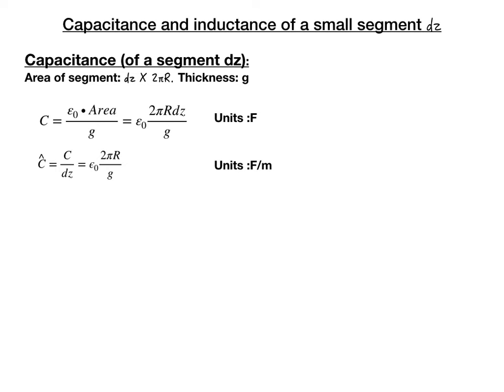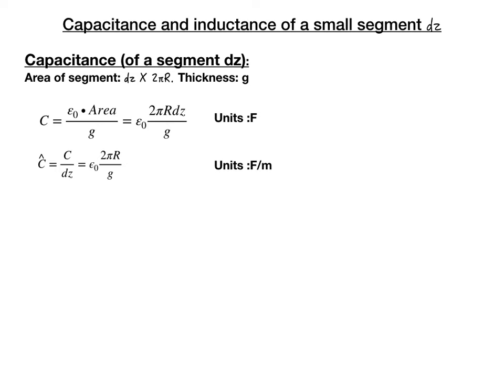Let's try to calculate the capacitance and inductance over a small segment dz in the z direction of this transmission line. The capacitance is fairly easy to calculate. You take the small segment dz. The area of this small segment is dz times the length of the circumference. So the capacitance is just this area over the gap thickness g times epsilon 0. Substituting for the area, we get this expression in units of farads, of course.